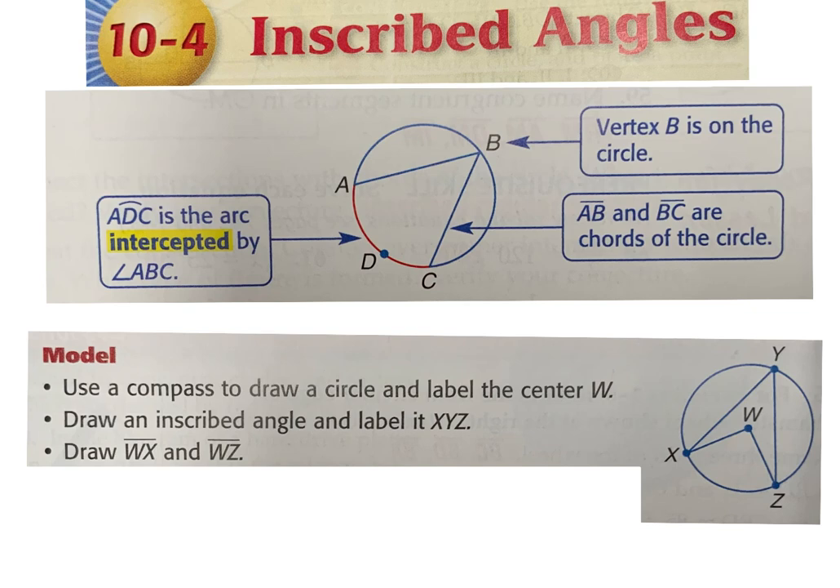ADC is the arc intercepted by angle ABC. So we have been talking about central angles, basically, central angles that come from the center of the circle. Now we're going to talk about inscribed angles. These are angles that are completely in the circle.